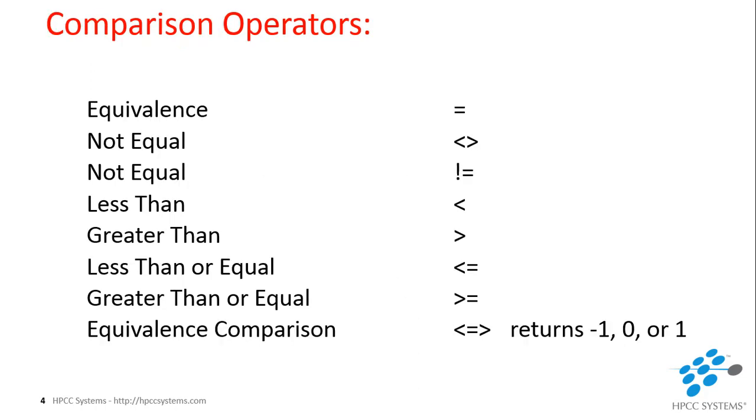Here are the comparison operators for ECL. Note that there are two ways to say not equal, and we also borrowed an equivalence comparison from Perl. So at the bottom, as you see, if A is less than B, the result would be a -1. If A is greater than B, you would see a 1 returned, and if A is equal to B, the equivalence comparison would return a 0.